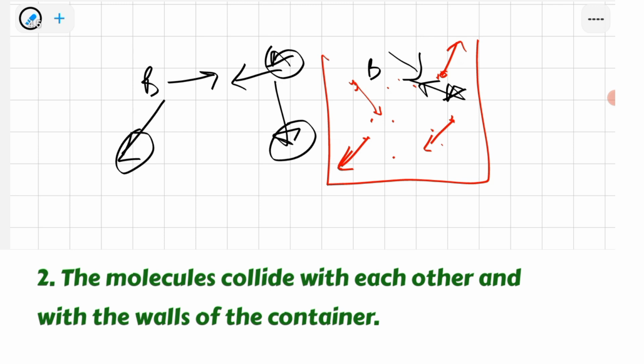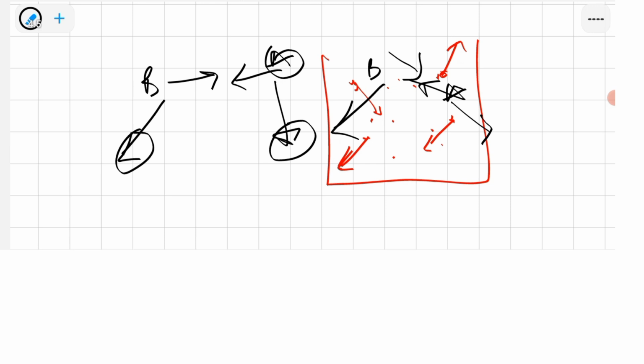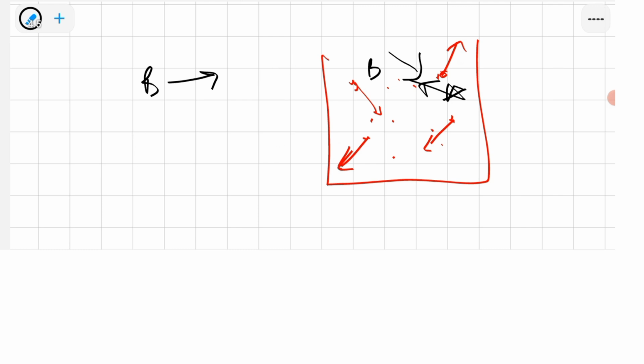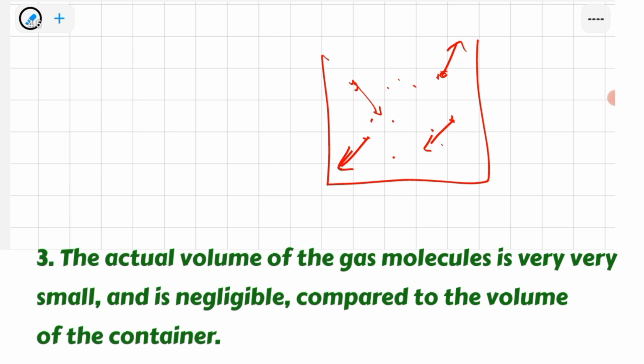When this happens, it's possible for A to now hit the wall of the container and for B also to hit the wall of the container. So you can see that the particles collide with each other and they collide with the walls of the container because the movement of these particles is random. It is not predictable. Let's take the third postulate, which will help us to understand everything better. The third one is that the actual volume of the gas molecules is very small and negligible compared to the volume of the container.